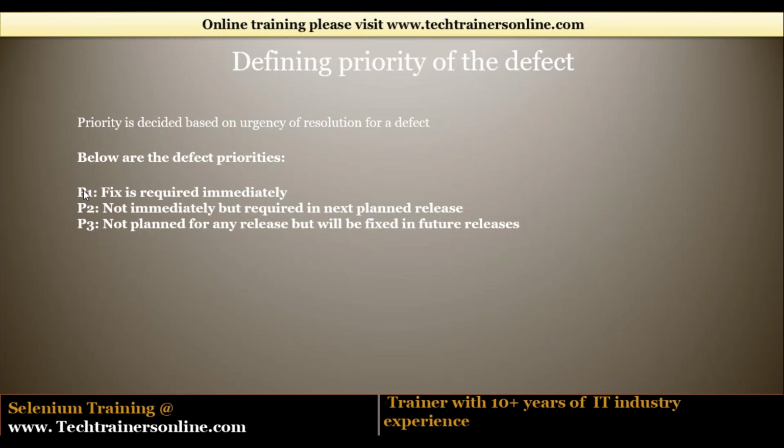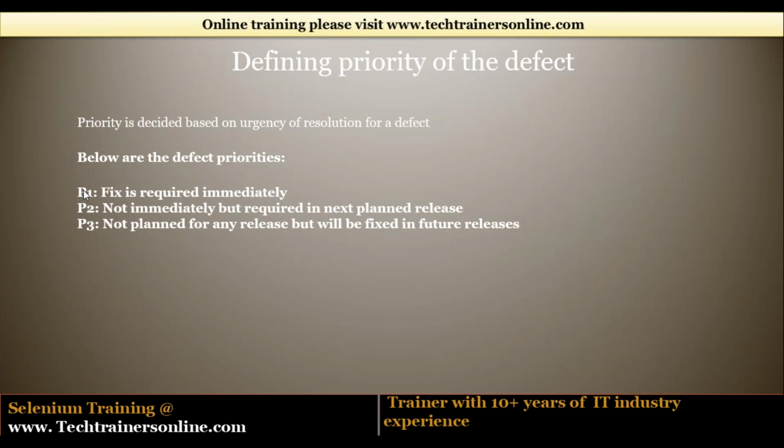So P1, fix required immediately, doesn't mean immediately. It generally takes 24 to 48 hours, what we have agreed in SLAs with the client. P2: not immediately, but required in the next planned release. Now I'm raising a defect called P2. It doesn't mean I have to fix it immediately, not even in the current release. I can consider it in the next release that is coming after 15 days or after a month. I can keep that defect open and concentrate on fixing the priority 1 defects, which are the first priority for me. Once I am done fixing all P1 defects, I would go for the P2 defects, right?